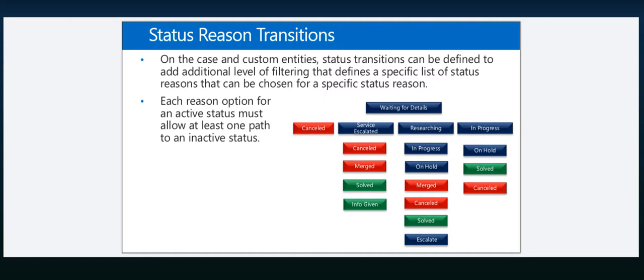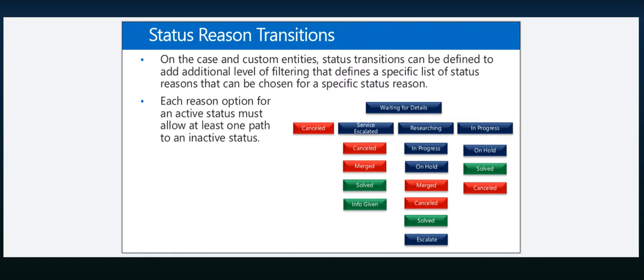Basically meaning if you are putting a case in the status service escalated, you can say, well, from service escalated, the only possible options to change the status is cancel, merge, solve, and info given. You cannot escalate it from there because it's already escalated. So that's not a viable option for status.